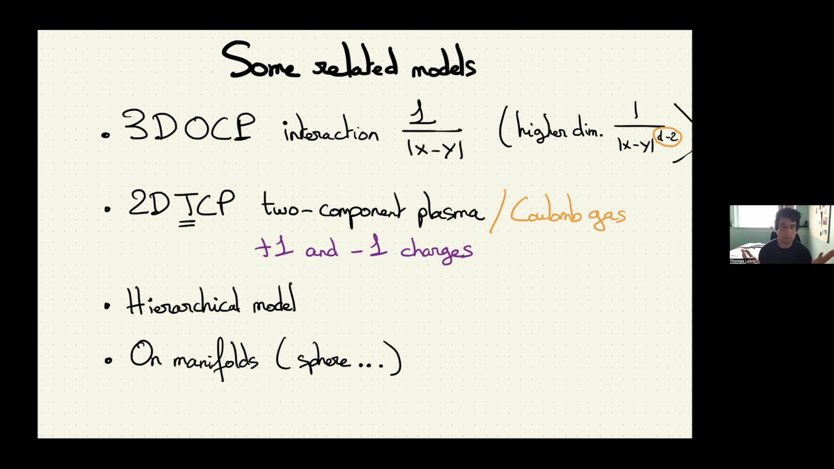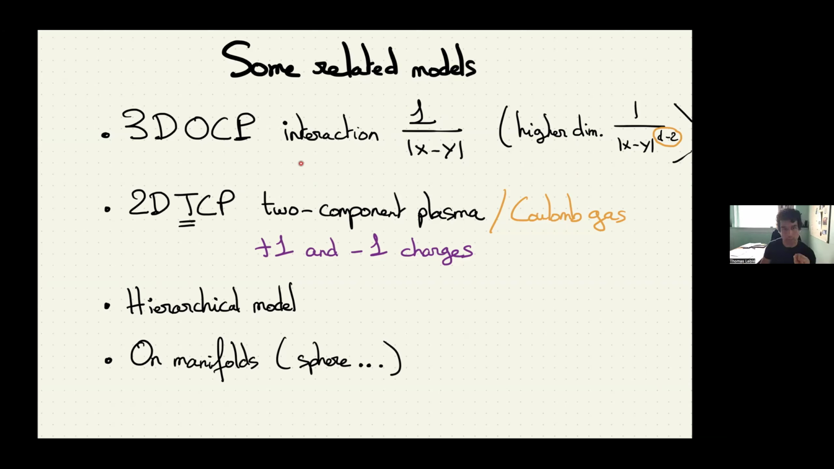So you could argue, why are we doing 2D things? Physics in 2D is not very natural. So you could look at the 3D OCP with the Coulomb interaction in 3D, which is the usual Coulomb interaction, 1 over the distance. Or you could even do higher dimensional Coulomb gases, so higher dimensional plasma, and the Coulomb interaction in higher dimension is given by this.